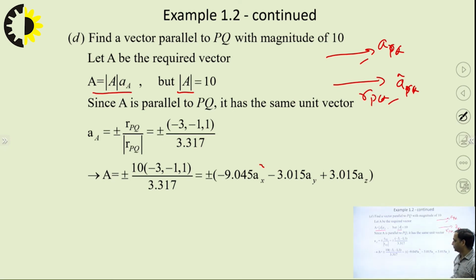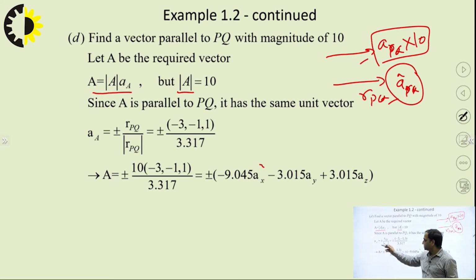So what do we need to do? Vector RPQ is given, so we have to find what? This one, APQ, we have to find, and simply we will multiply it with 10. So we will multiply this one with 10. That's the thing which we have to do. So here you can see the plus minus RPQ, this is a possibility, maybe plus or minus. A parallel vector can be in the opposite direction or in the same direction. Okay, so that is why they have taken the plus minus sign.